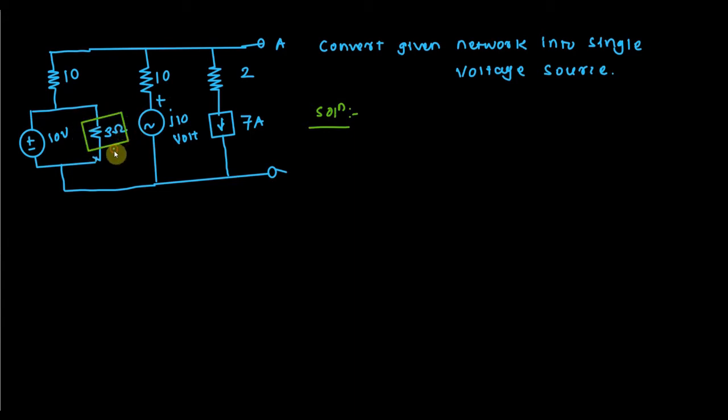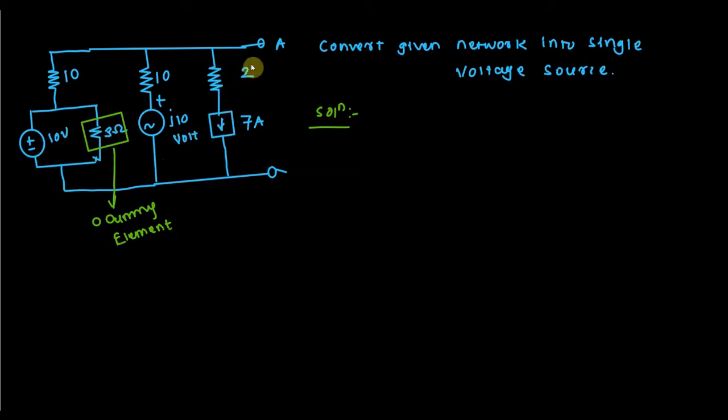Here, what does this 3 ohm represent? This 3 ohm is actually representing the dummy element. Why? Because it comes in parallel with the voltage source. We know that ideally it should come in series, but this comes in parallel. That's why it will be treated as a dummy element.